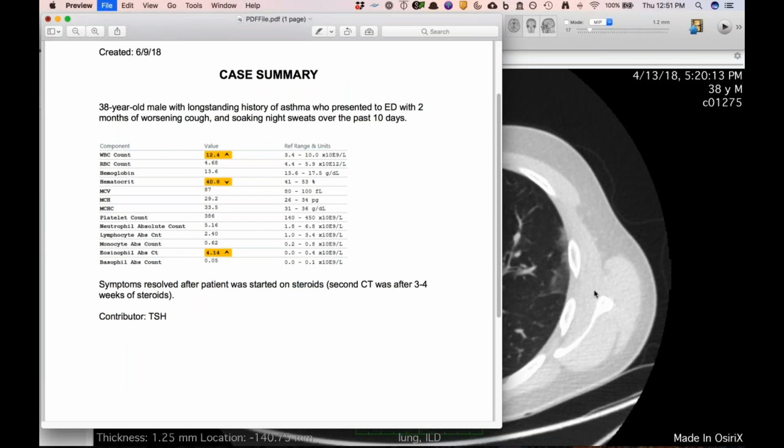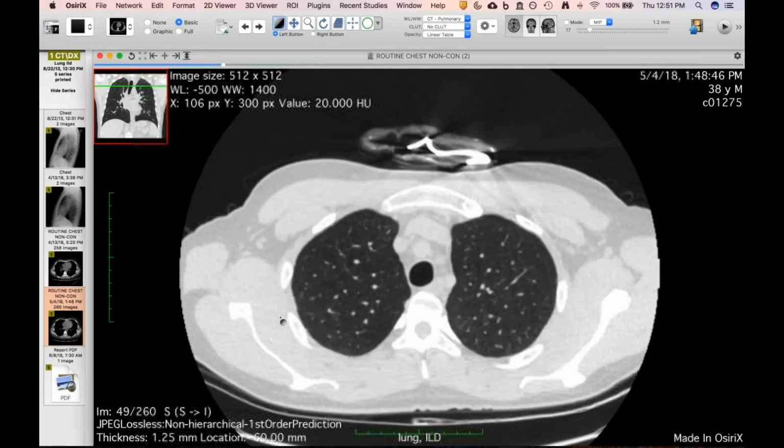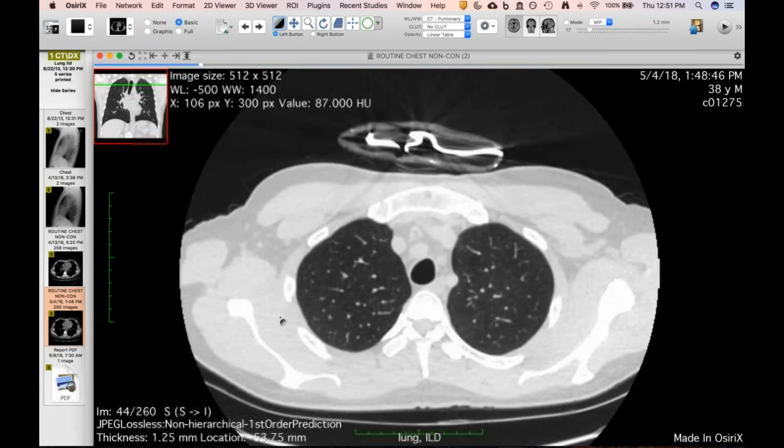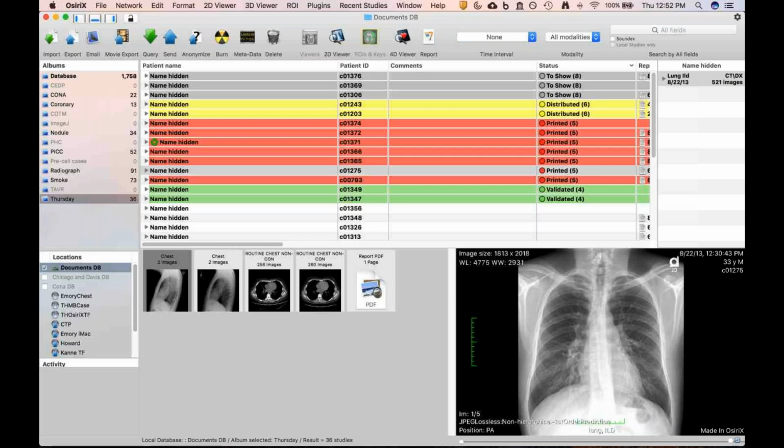So this was the first CT, and then they got a follow-up CT just under a month later, after starting steroids, and you can see that the findings have almost completely resolved. So that was a pretty run-of-the-mill case of chronic eosinophilic pneumonia.